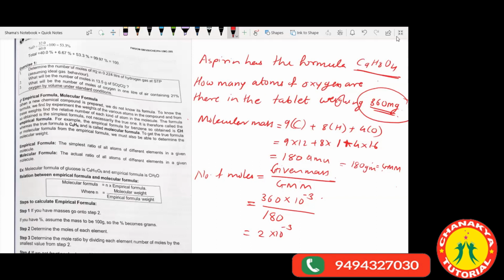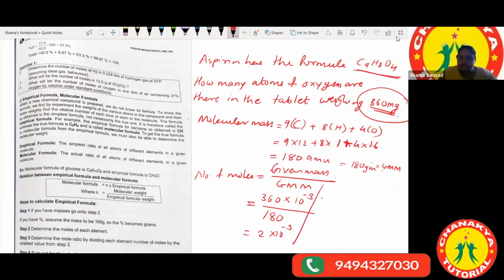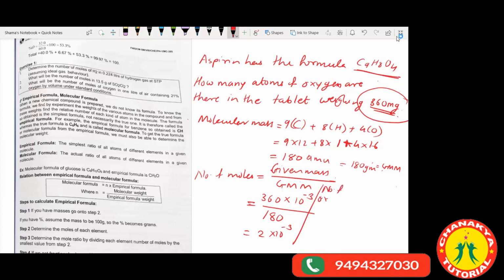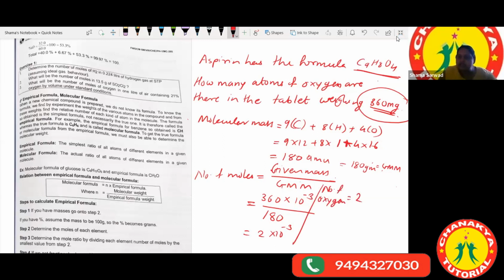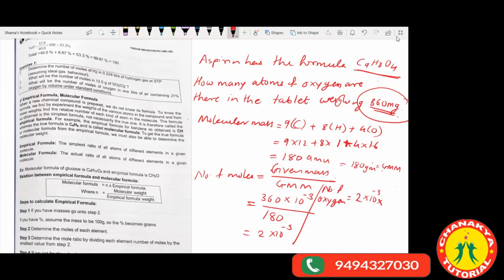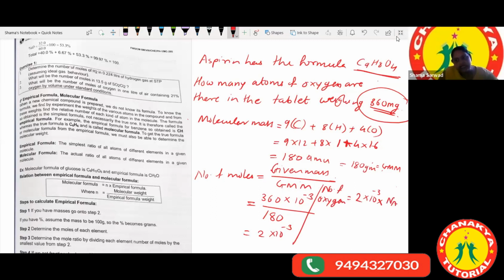Shall I write it somewhere else? Shall I write it here? Number of oxygen atoms is equal to whatever number of moles we get, 2 into 10 raised to minus 3. That needs to be multiplied by what? Avogadro number, right? And the number of atoms of that particular element present in the molecule. That is nothing but 4.